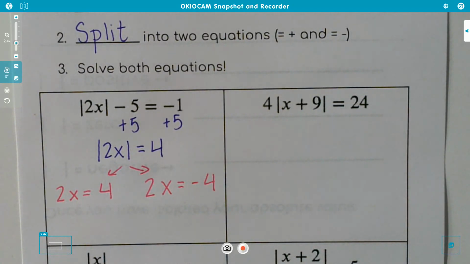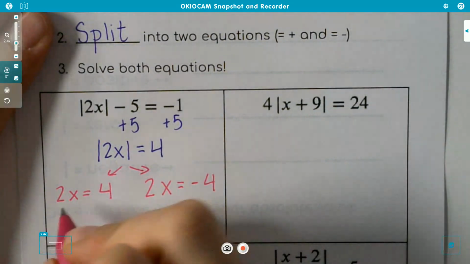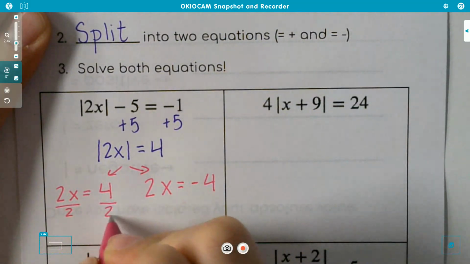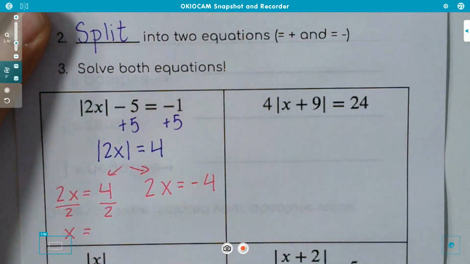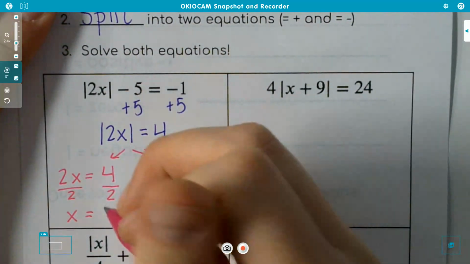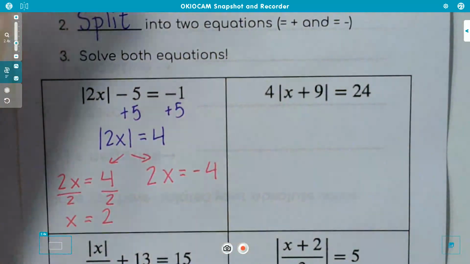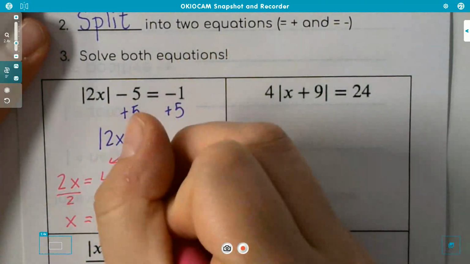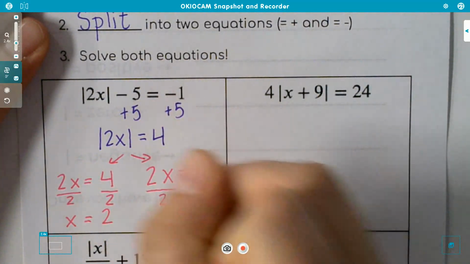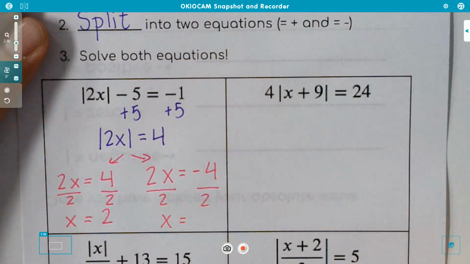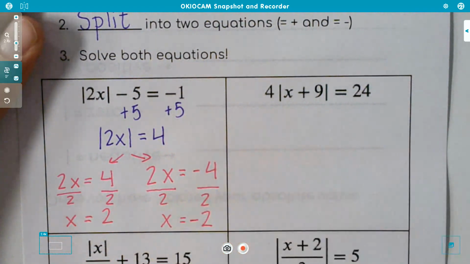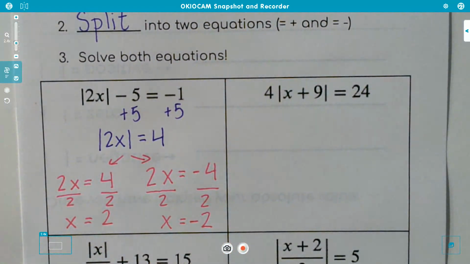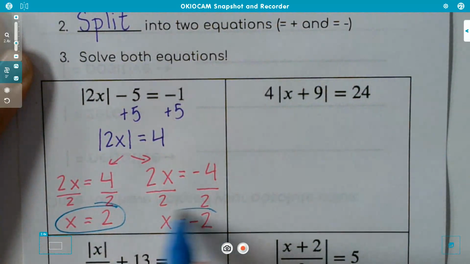And then we are going to solve both of these, and we're going to have 2 full answers. So we'll divide both sides by 2 over here, and we'll get x equals 4 divided by 2 is 2. For this one over here, we will divide both sides by 2. We'll get x equals -2. So we have 2 solutions here. They are 2 and -2.